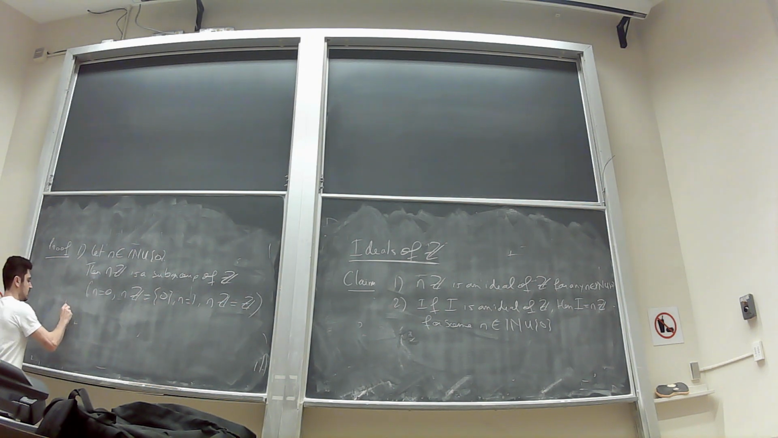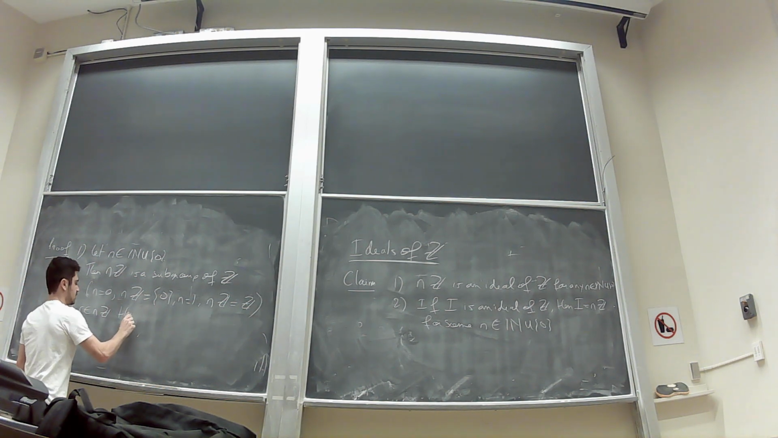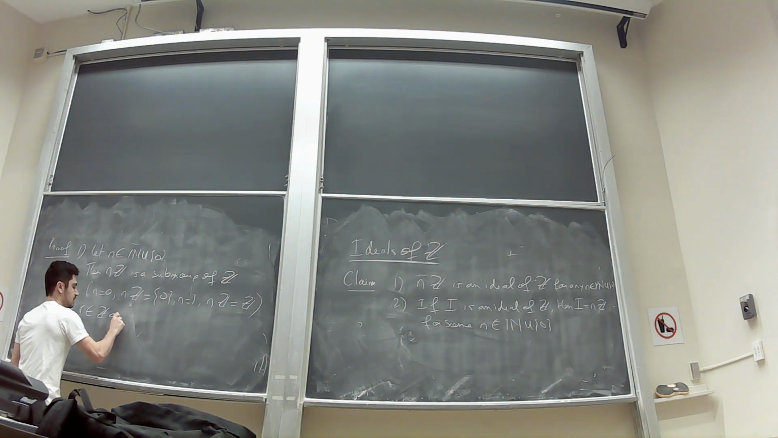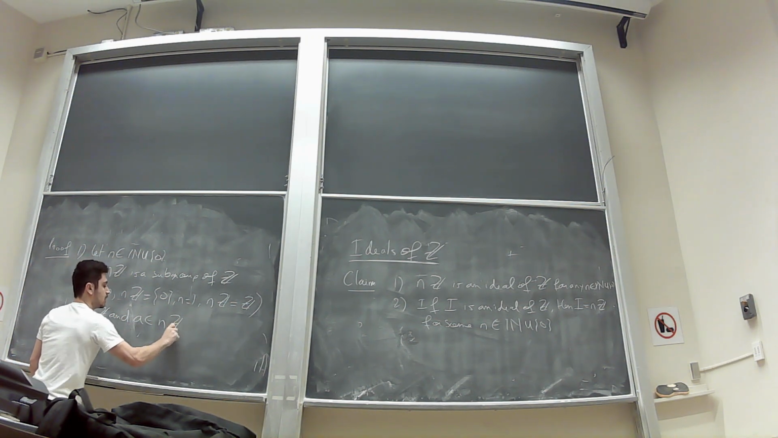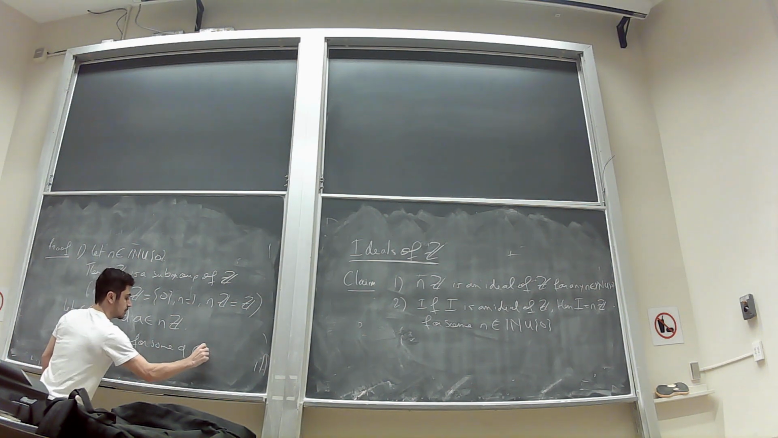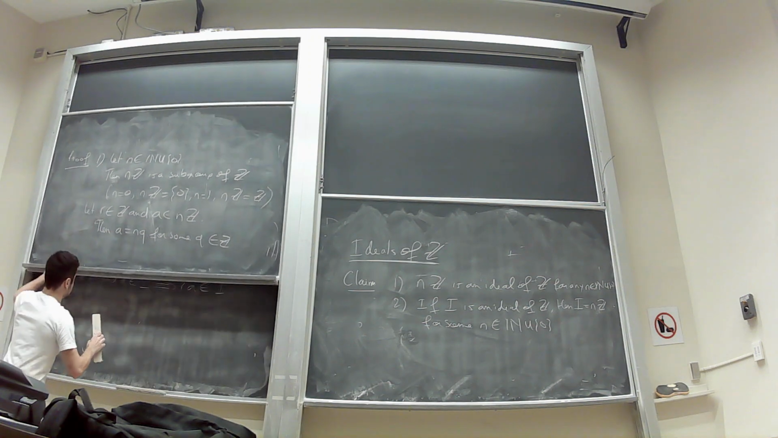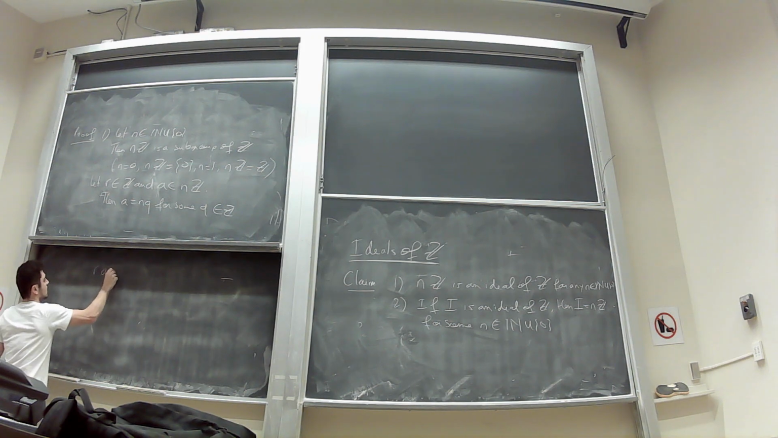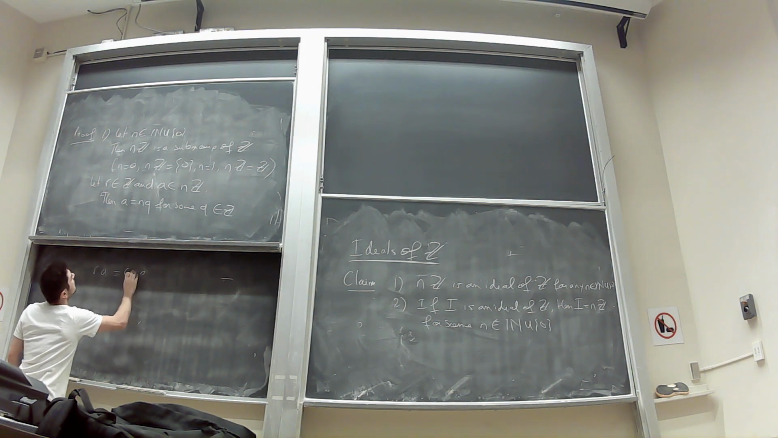And let r be in Z, and a be in nZ. What can I say about a? Then a is equal to nq for some q in Z, and ra would be equal to r nq, which is n times rq.